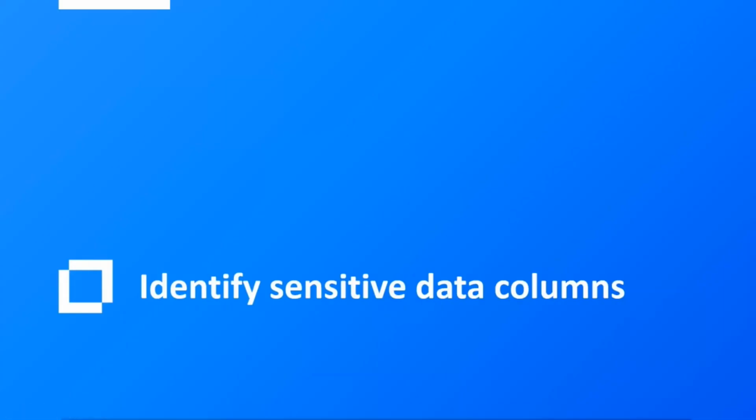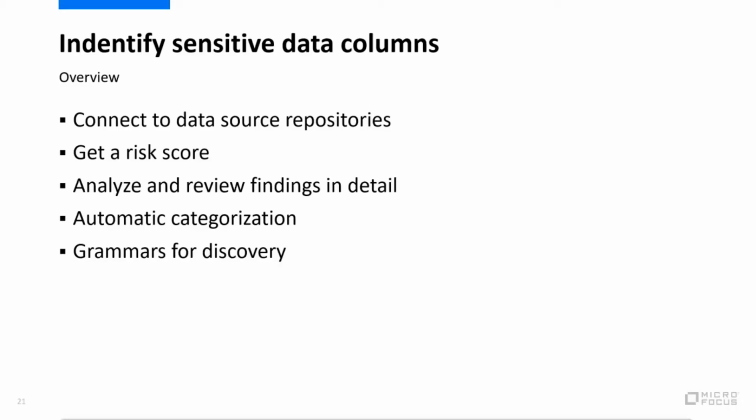Let's have a brief look at how the Voltage solution allows us to identify sensitive data in columns of databases to get visibility and know what to mask. So what we will see in this demonstration is we connect to data sources, to repositories of information, scan them, and get information about the different columns and what's inside the columns. And the engine will calculate for us a risk score. So we'll have a look at this risk score.